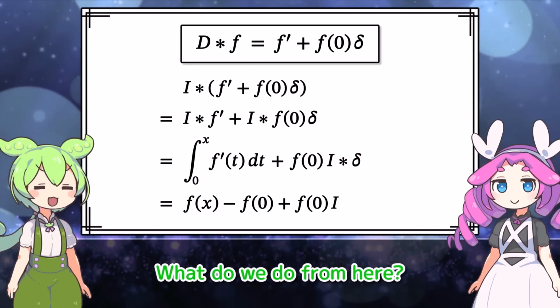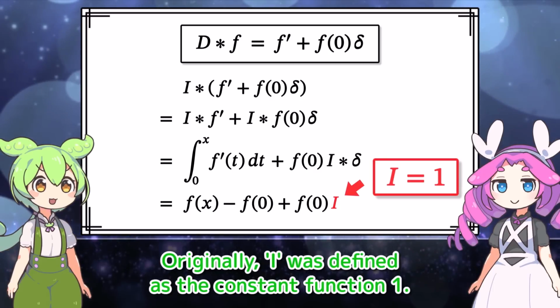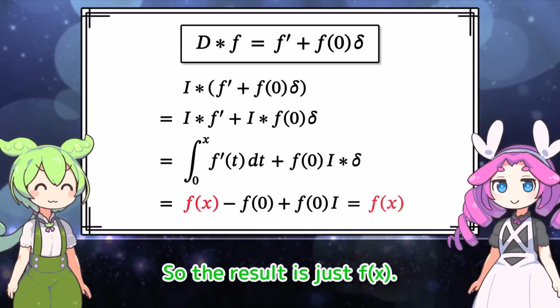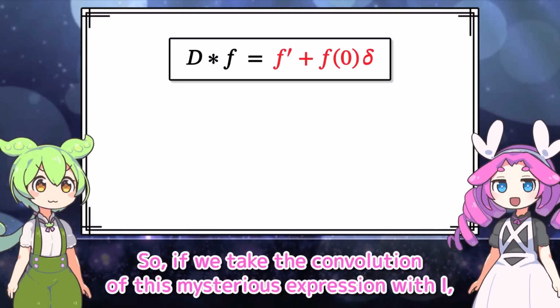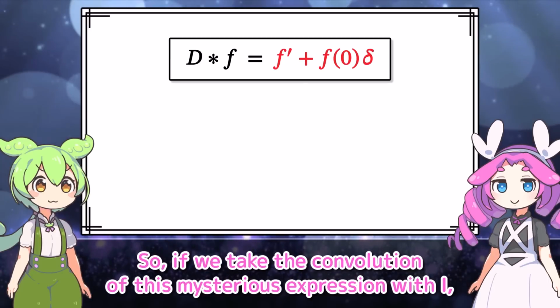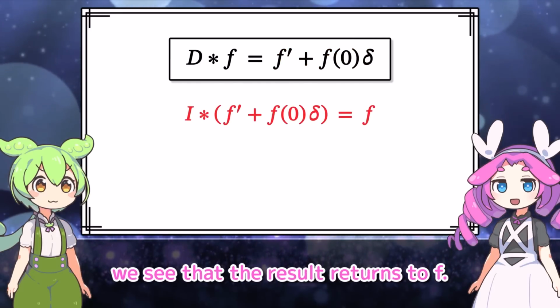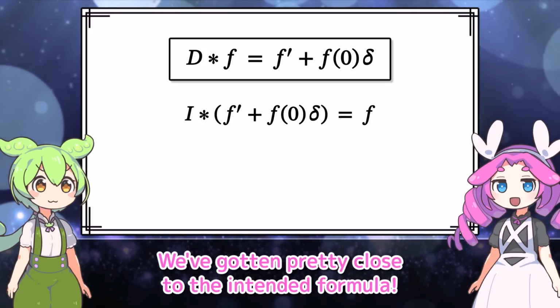What do we do from here? Wait, what was I originally again? Originally I was defined as the constant function 1. Oh, I see. So the result is just f of x? That looks good. So if we take the convolution of this mysterious expression with I, we see that the result returns to f. We've gotten pretty close to the intended formula.